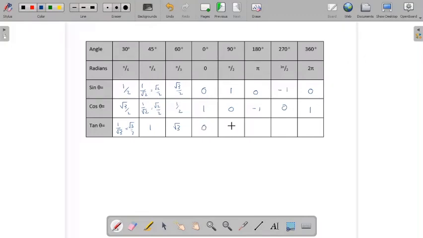Tan of 90, remember, is undefined. Put UD for that, because remember the tangent line is parallel to the y-axis, and so they'll never intersect, so that's undefined. Tan of 180 is 0. Tan of 270 is also undefined, and tan of 360 is 0.